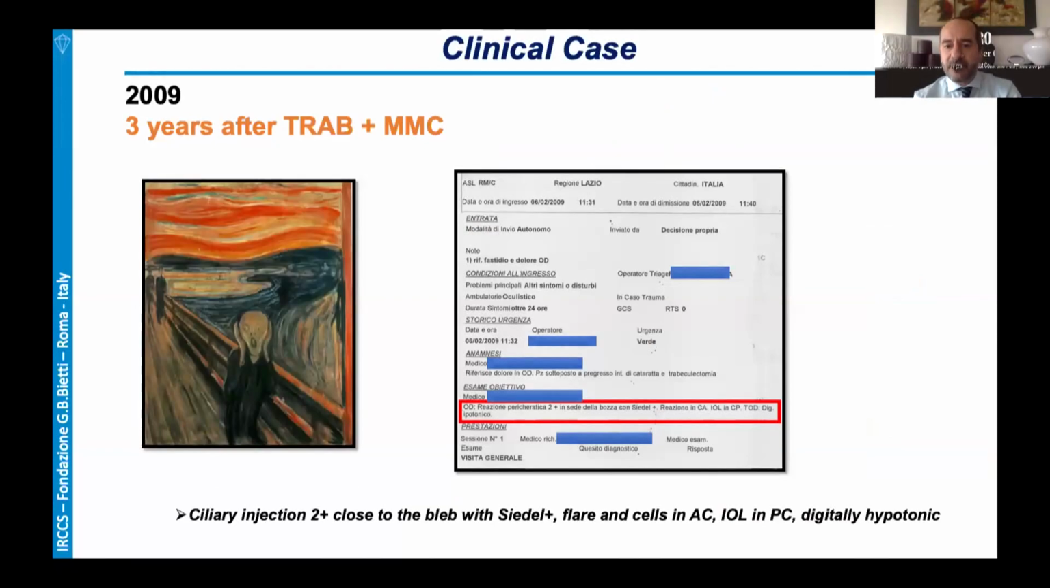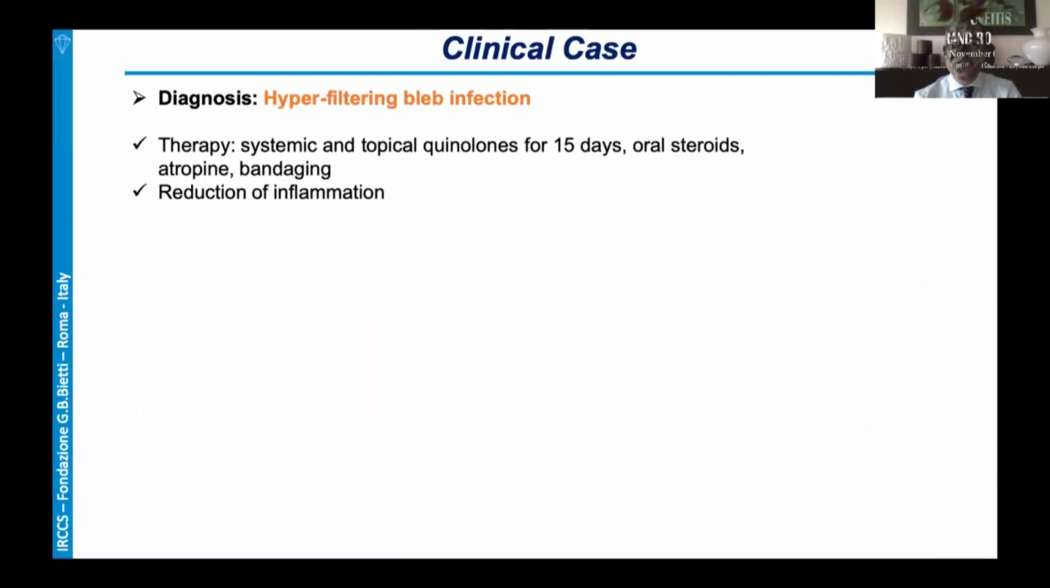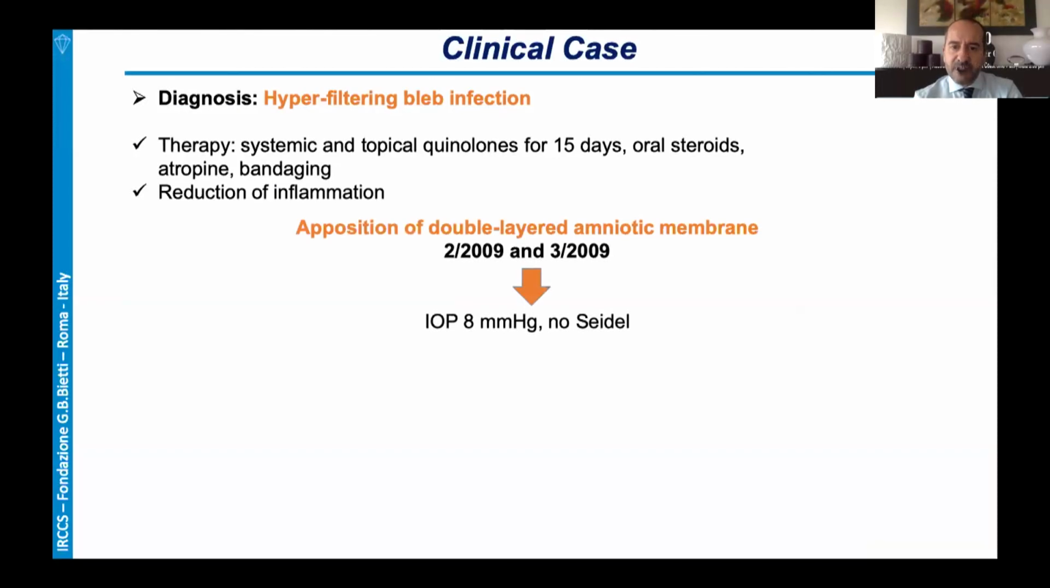You can see here the report of the emergency room, where a ciliary injection close to the bleb, positive Seidel, and flaring cells in the anterior chamber were described. So the diagnosis of hyperfiltering bleb infection was made, and the patient was treated with systemic and topical quinolones for 15 days, oral steroids, atropine, and bandaging, with reduction of the inflammation. But in February and March, an apposition of a double-layered amniotic membrane was also done, with good control of the IOP and resolution of the leak from the bleb.